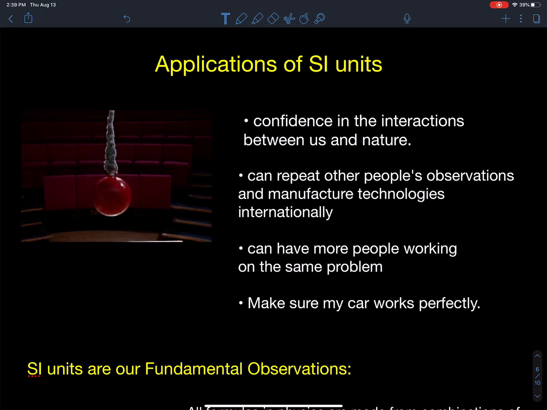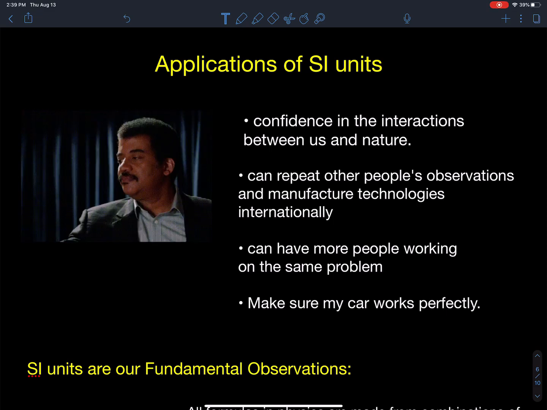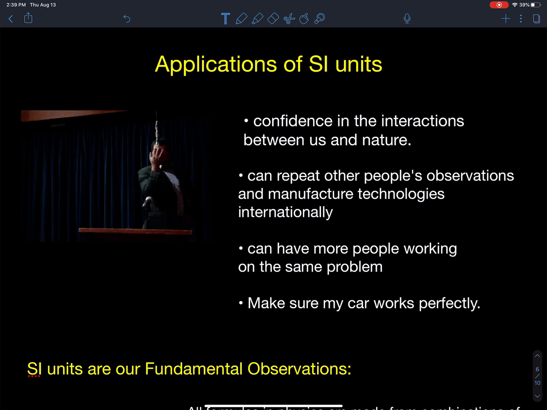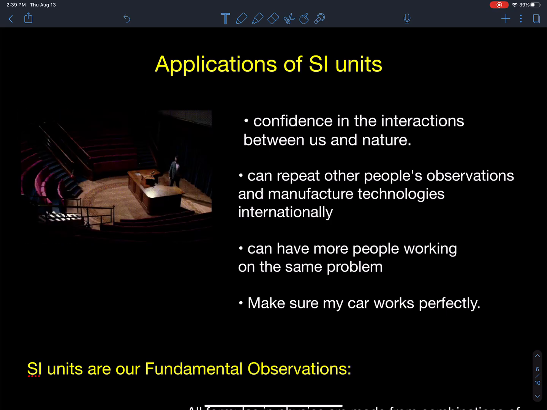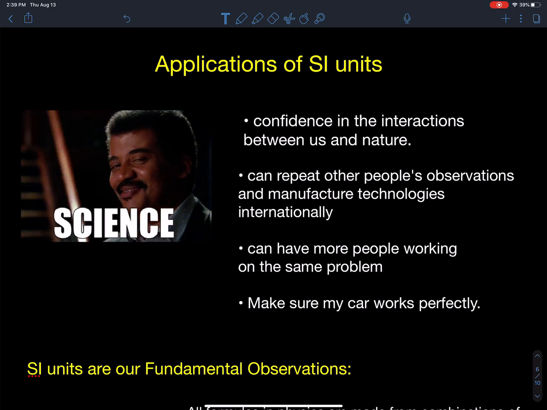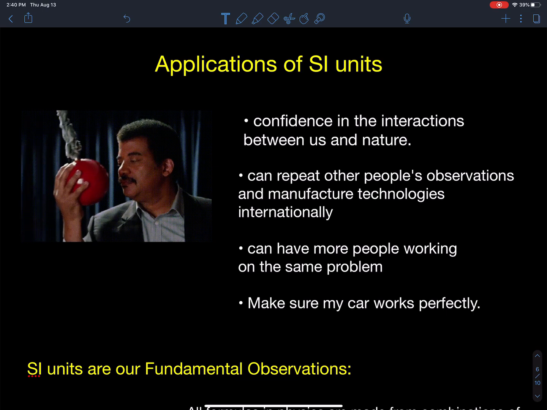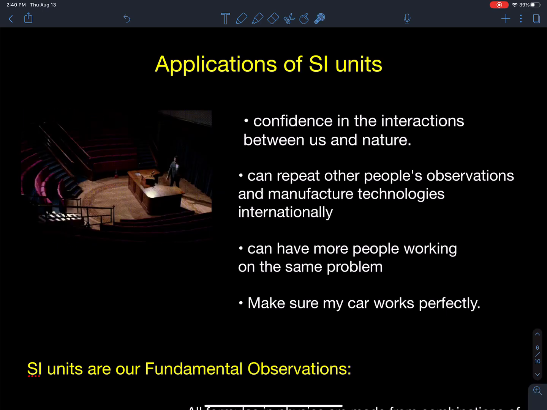All right, physics. In continuation of our discussion of SI units in the last video, right now we're just going to talk a little bit about the applications of SI units to help understand why we need to use them. Why does everything need to be in meters? Why does everything need to be in kilograms? Well, number one, confidence in the interactions between us and nature.